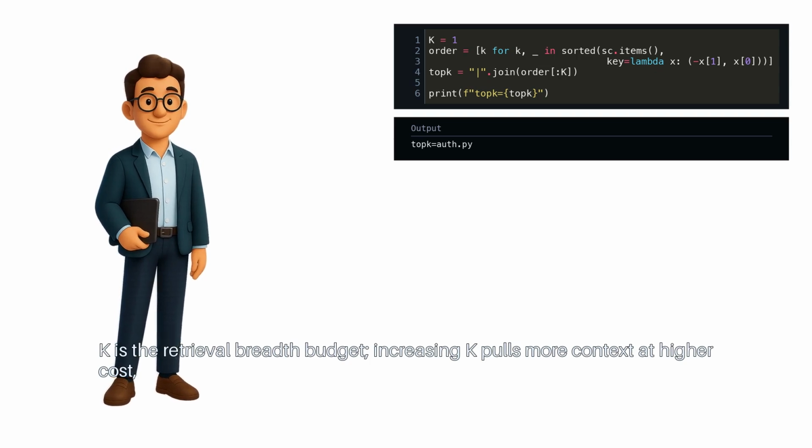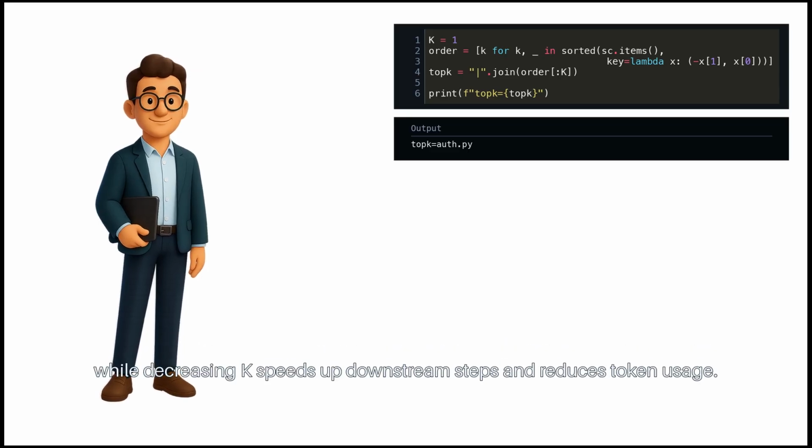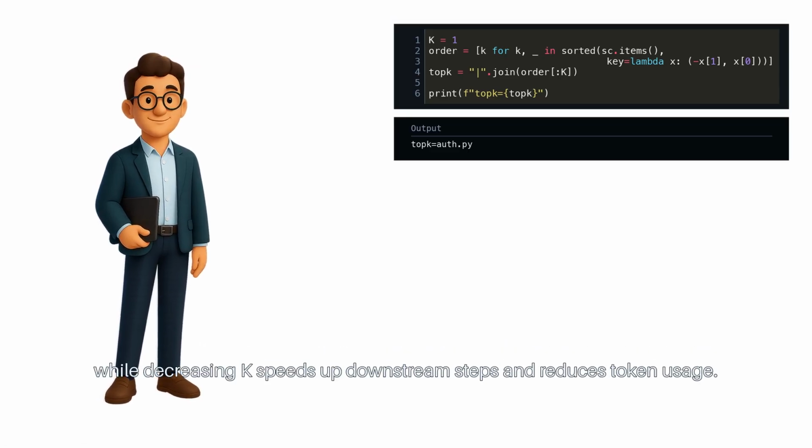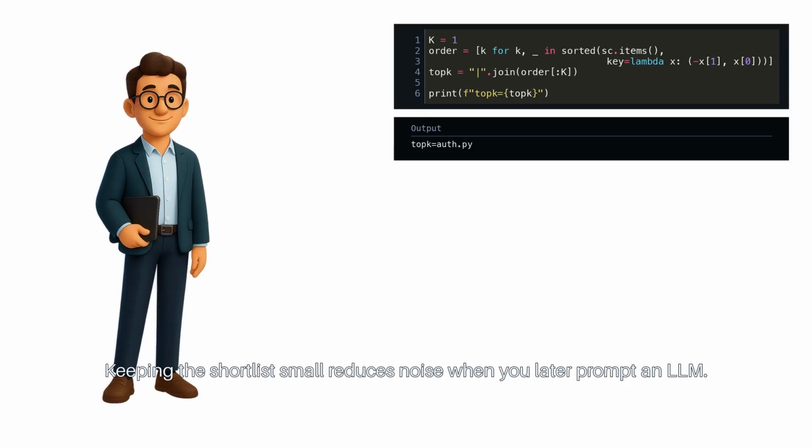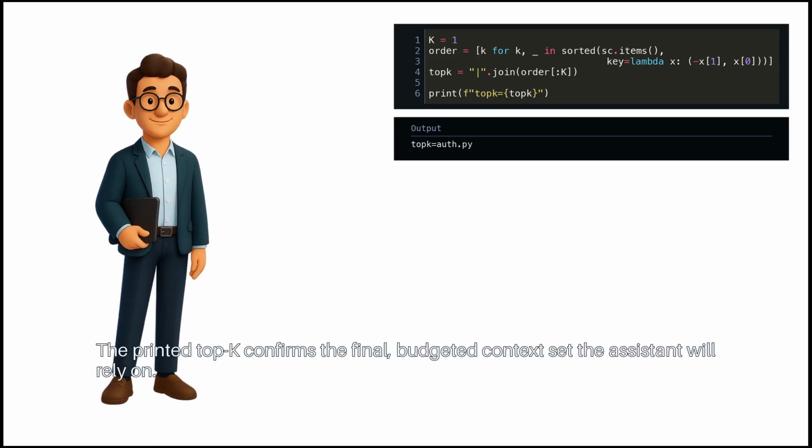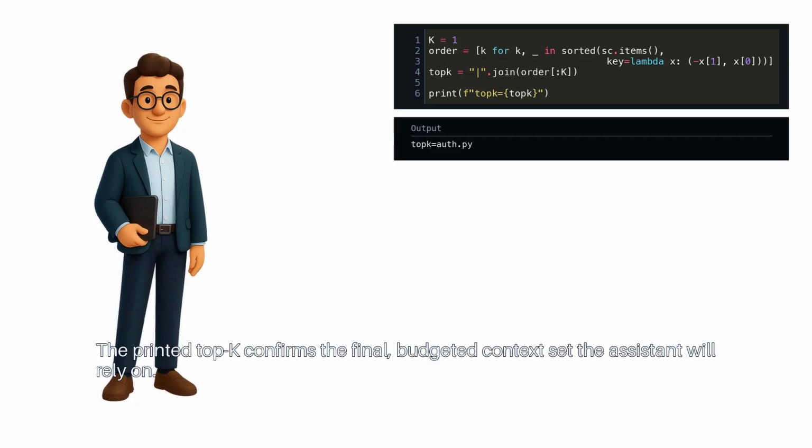Increasing K pulls more context at higher cost, while decreasing K speeds up downstream steps and reduces token usage. Keeping the shortlist small reduces noise when you later prompt an LLM. The printed top K confirms the final budgeted context set the assistant will rely on.